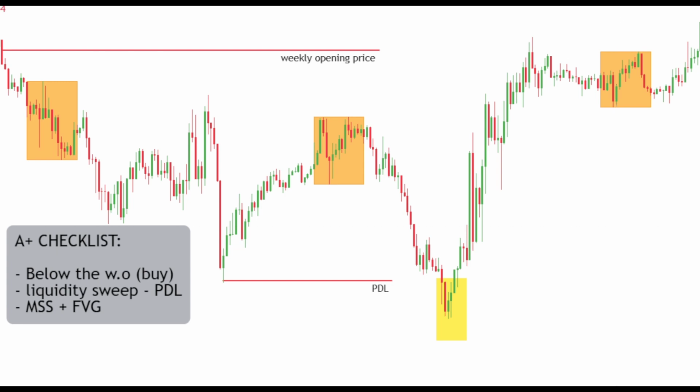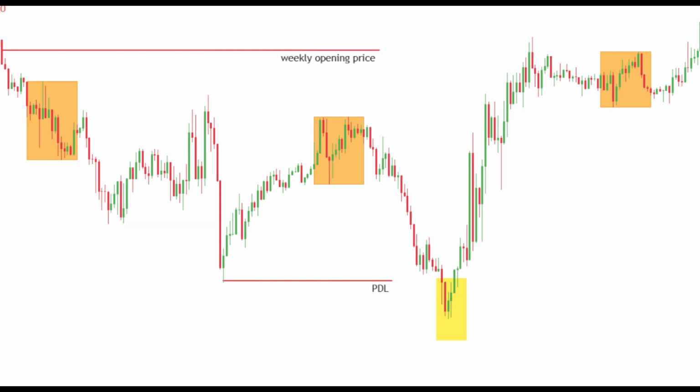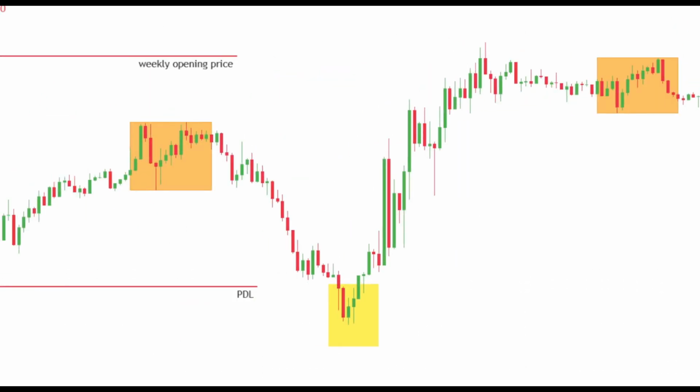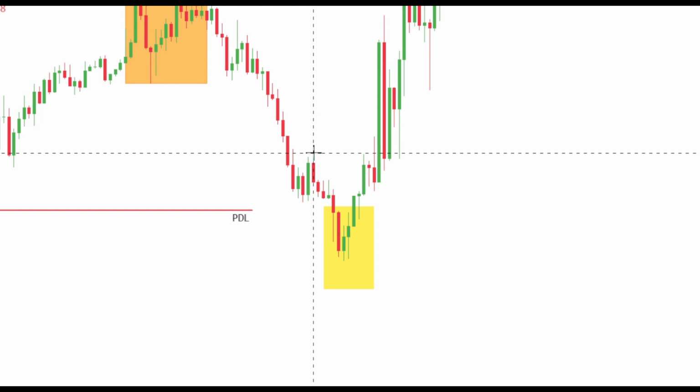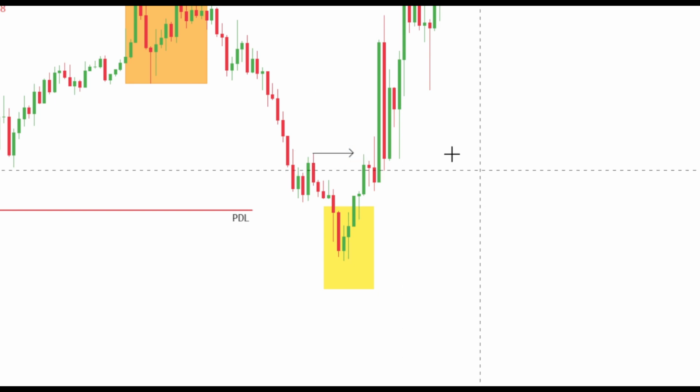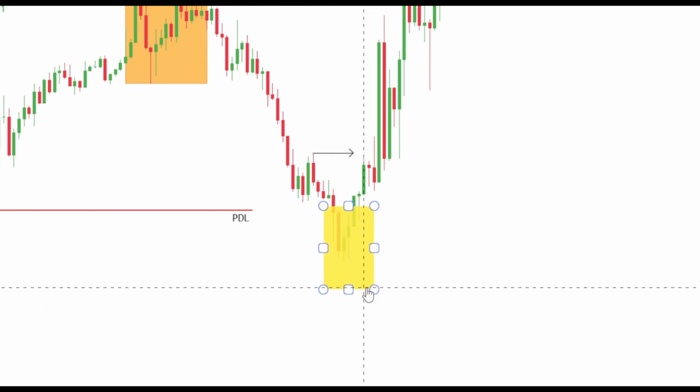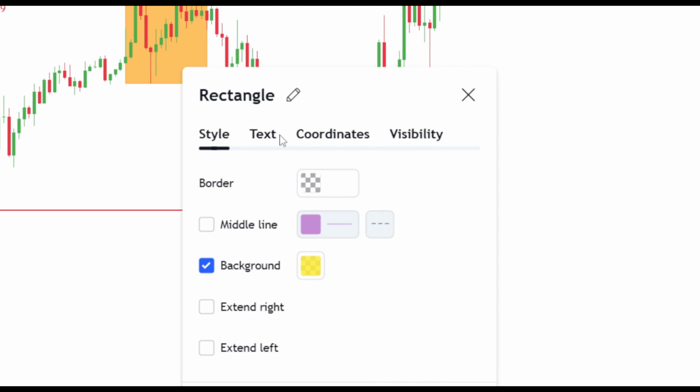This is essentially your A plus setup. And now from here, once you've identified that, we're going to quickly go over the market structure shift, right? So we see a market structure shift just over here, near the Judah swing, just above the Judah swing. And this is what validates the Judah swing itself. So let's label this the Judah swing.